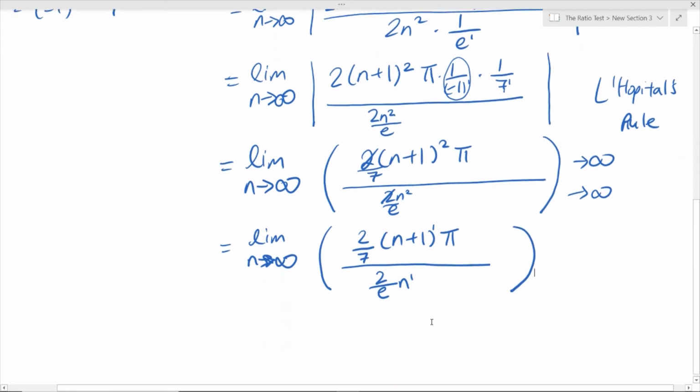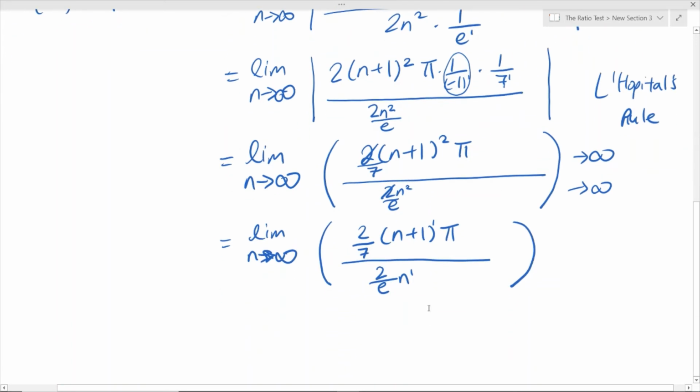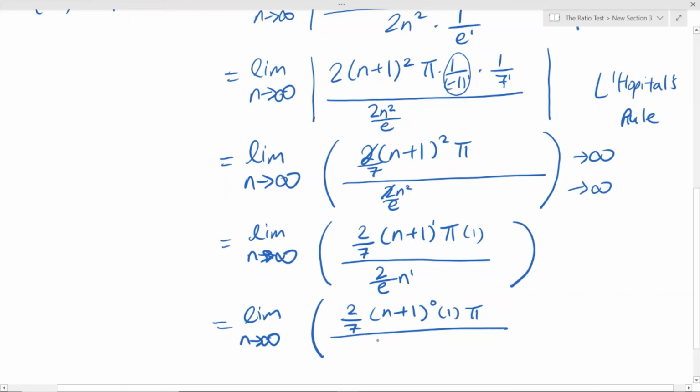And now we get here. However, we recognize that we need to differentiate this again, because the top goes to infinity and the bottom also goes to infinity as n goes to infinity. This tells us that we need to use L'Hopital's rule again. Differentiating the top, we bring down this 1, and this is going to be n plus 1 to the exponent of 0. Obviously, the derivative of n is just going to be 1, just like we did before. So we would basically have this, and then we have 2 over e, because this n to the exponent of 1, with the 1 multiplied, is just going to be n to the exponent of 0.